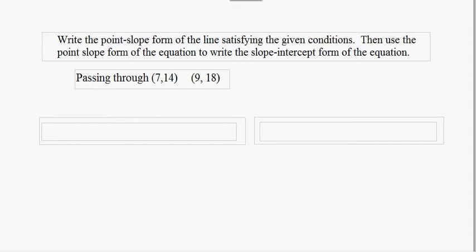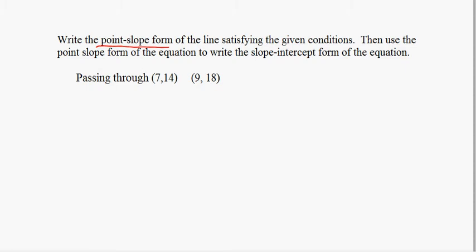Hey everyone, it says here to write the point-slope form of the line satisfying the given conditions, and the given conditions are right here. The line passes through those 2 points. Then, after we do that, use the point-slope form of the equation to write the slope-intercept form of the equation. So it's asking for 2 different forms of the line, the point-slope form and the slope-intercept form.